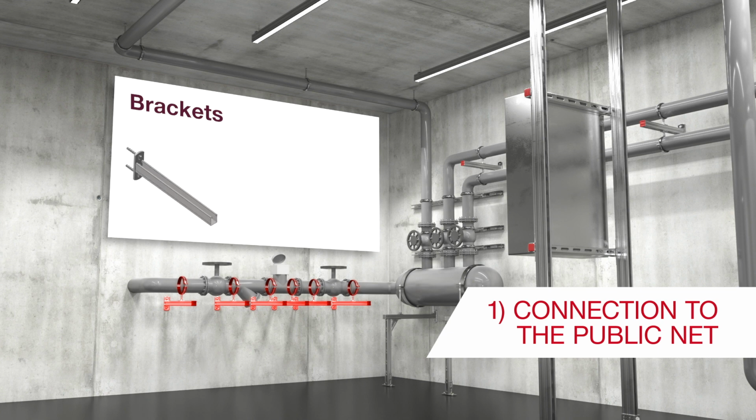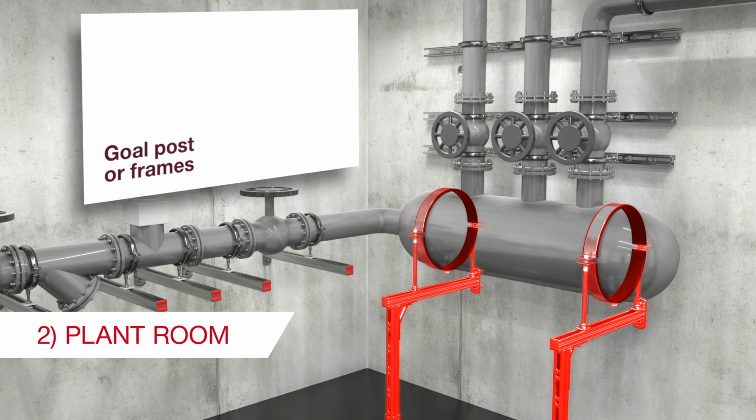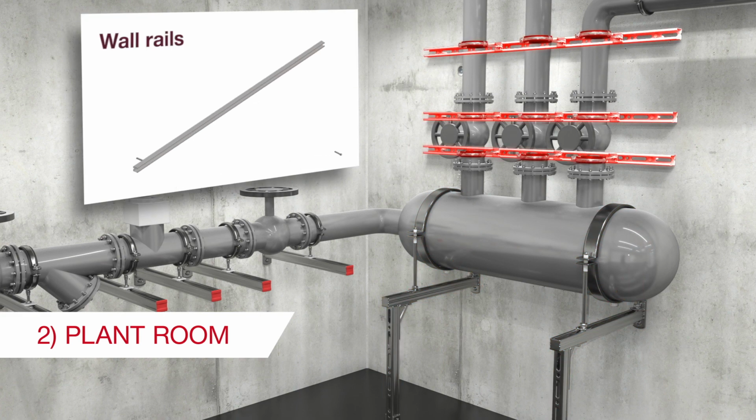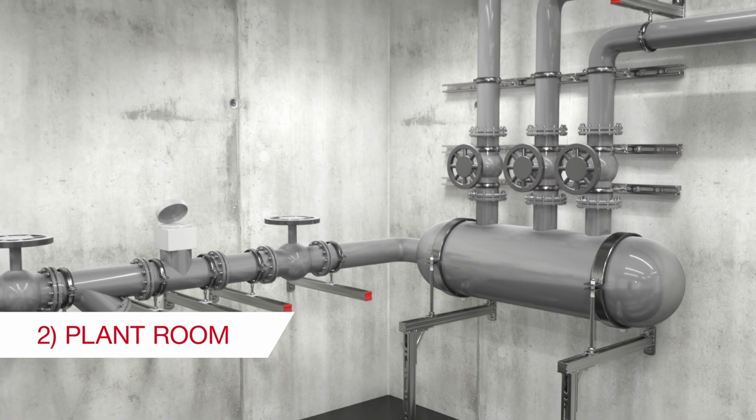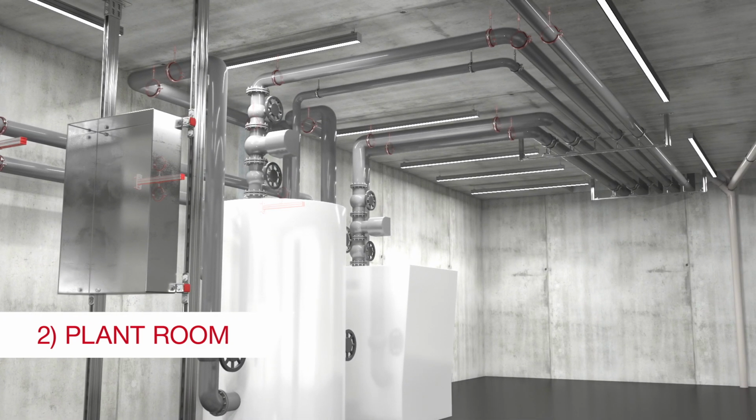A consumption measuring device and valves are typically fixed on brackets, either single supported or braced. From here, we enter the second phase. In the plant room, a splitter typically sits on a supporting goalpost frame or similar configuration. Outgoing pipes from the splitter with valves, pumps and regulation devices are fixed on wall rails. Pipes in the plant room typically hang on single fastening points or are supported by various brackets.